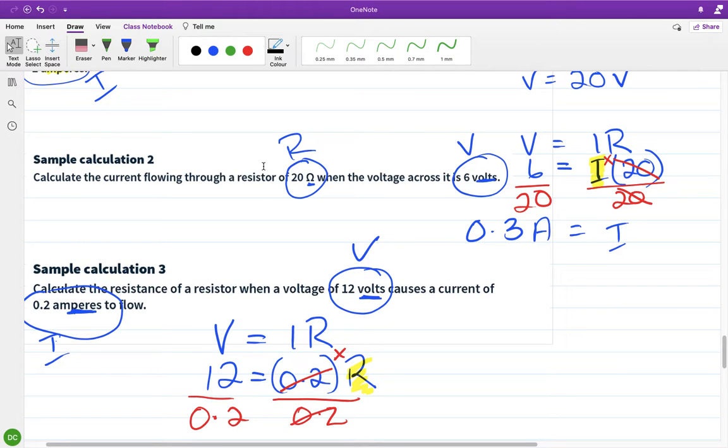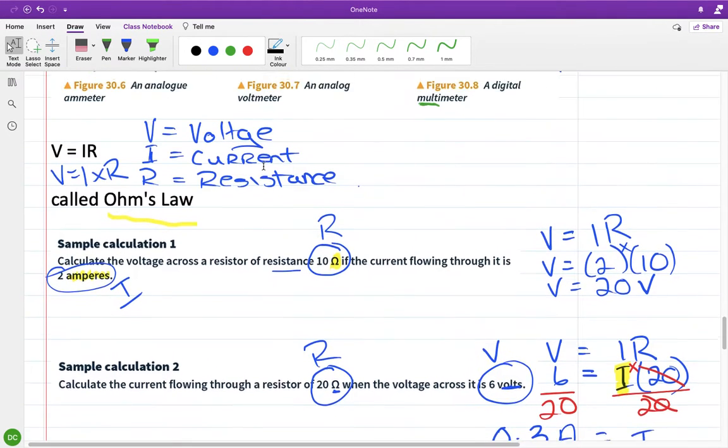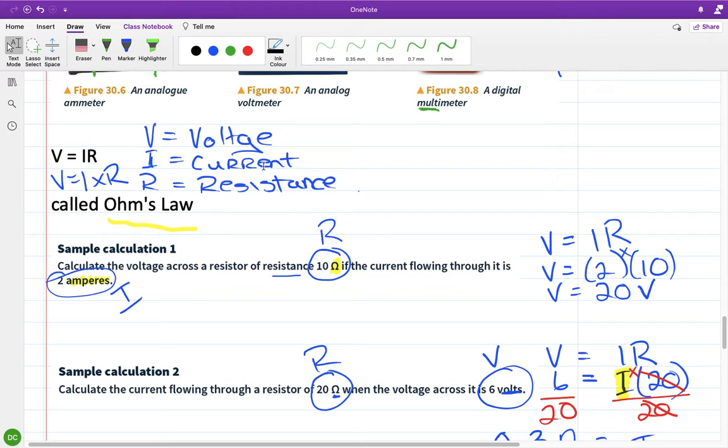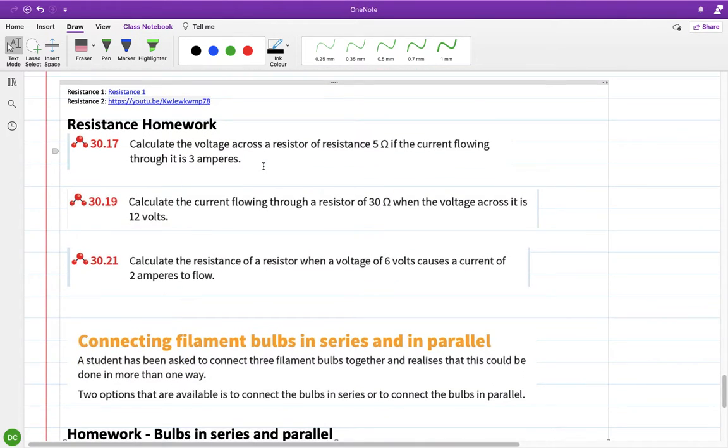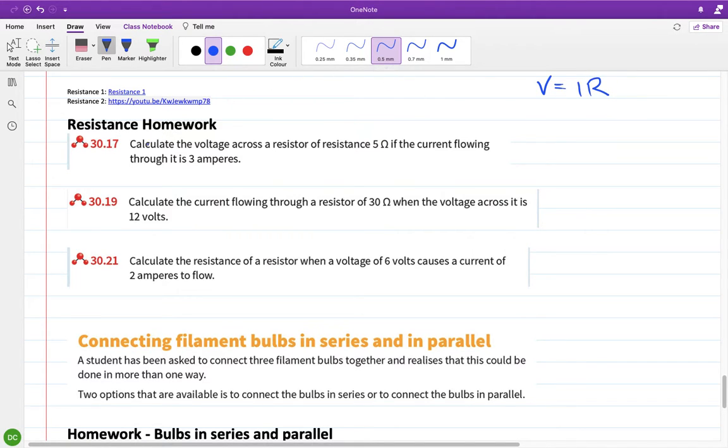Remember, we said that? And then I told you about Ohm's law, which is the relationship between voltage, current, and resistance. And I gave you these 3 questions to do. Okay, so we'll do these. Your formula is V equals IR. Now let's see what we have.